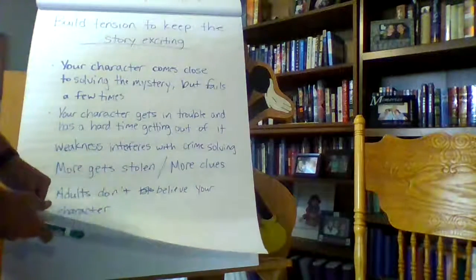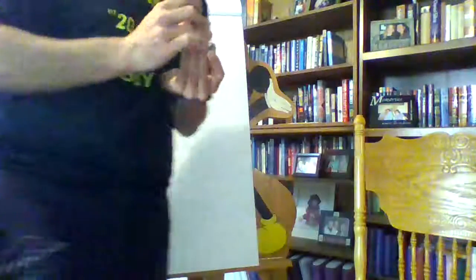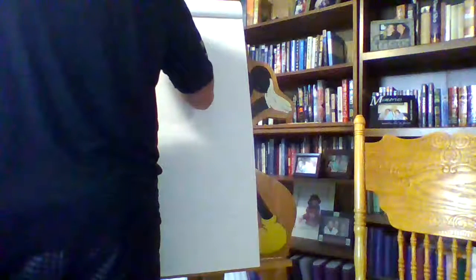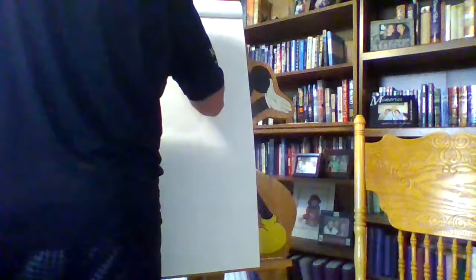All right, so now we're going to go to number 5. Number 5 is include thrilling cliffhangers to keep the story entertaining. So thrilling cliffhangers equal exciting story. Okay?